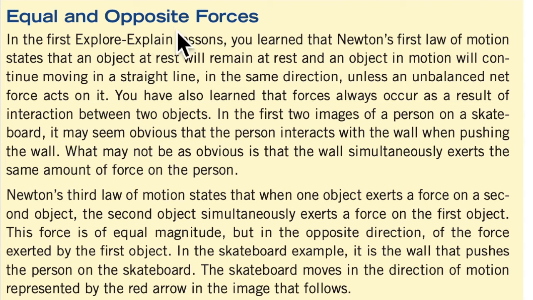Equal and opposite forces. In the first Explore Explain lessons, you learned that Newton's first law of motion states that an object at rest will remain at rest and an object in motion will continue moving in a straight line in the same direction unless an unbalanced net force acts on it. You have also learned that forces always occur as a result of interactions between two objects. In the first two images of a person on a skateboard, it may seem obvious that the person interacts with the wall when pushing the wall. What may not be obvious is that the wall simultaneously exerts the same amount of force on the person.